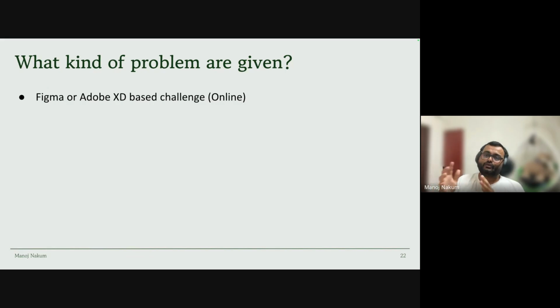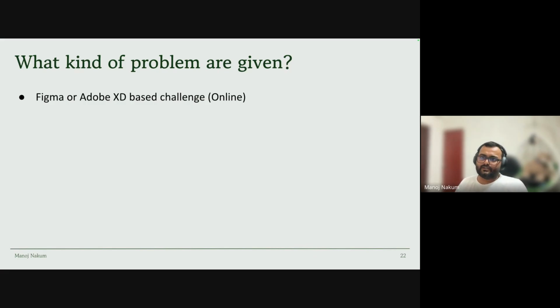Okay? How do you use the ready-made design library to quickly create your screen? Sometimes they say, okay, you can use this library. Sometimes they give you the freedom: you need to create one dashboard screen, and you can use any Figma community open library, and you are free to use anything. And sometimes they give you a specific library.